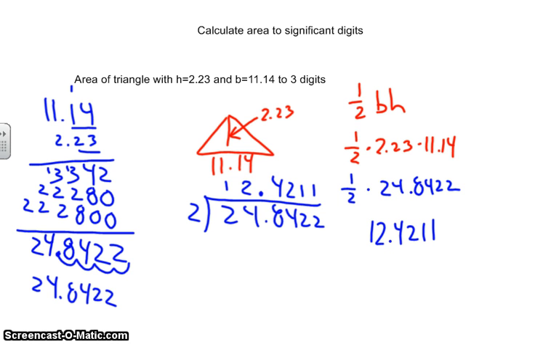12.4211. But it doesn't ask me to go all the way out. It asks me to go to 3 significant digits. So let's draw a little line here at 3. The 2 is going to decide if I round that 4 up or not. And 2 is not going to round up. So I'll have 12.4 as my final answer.